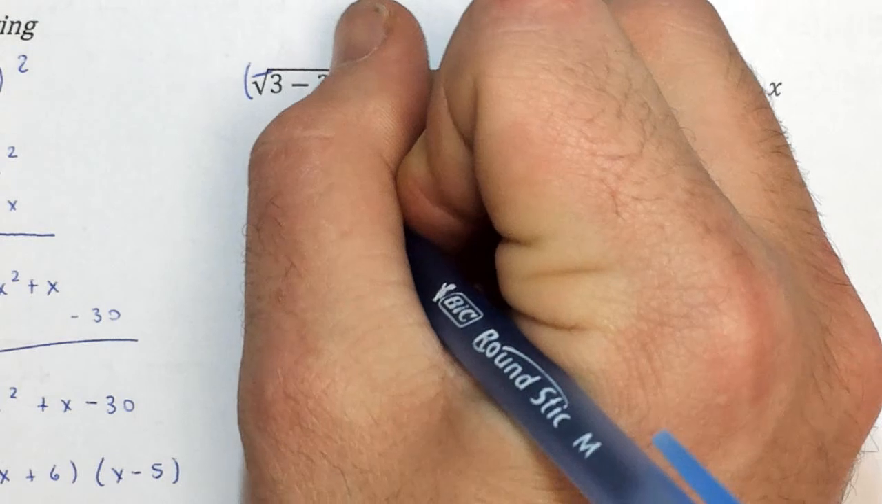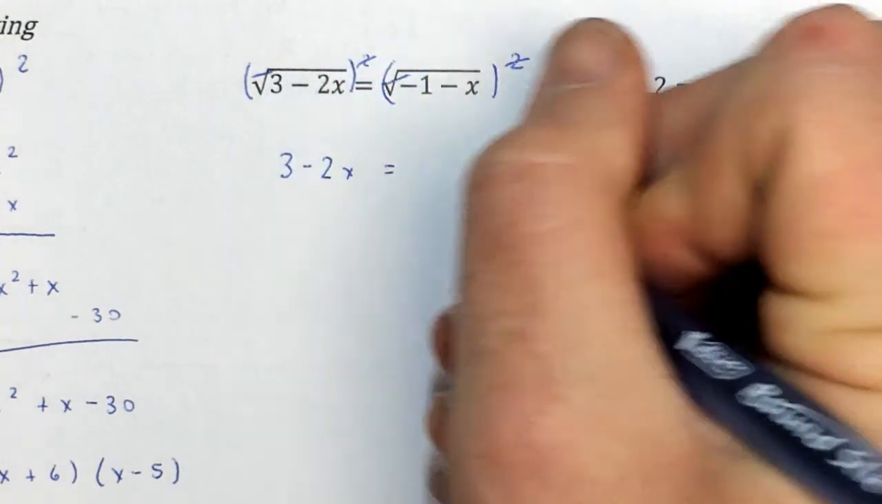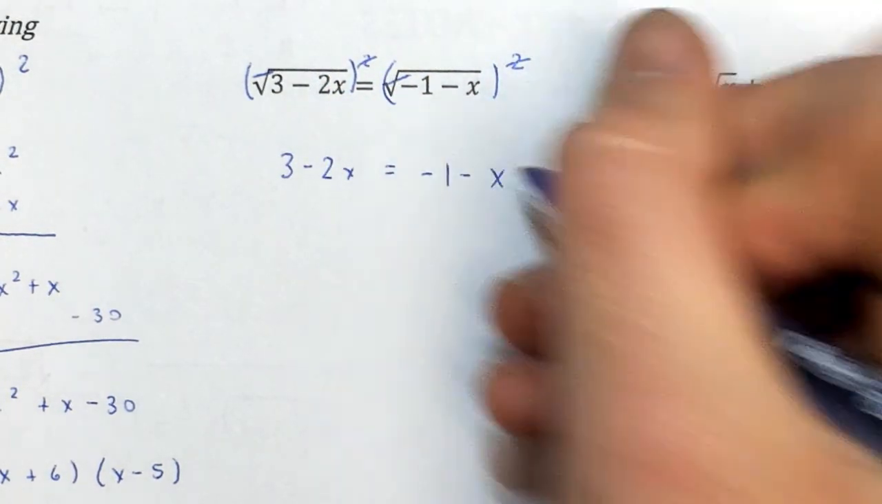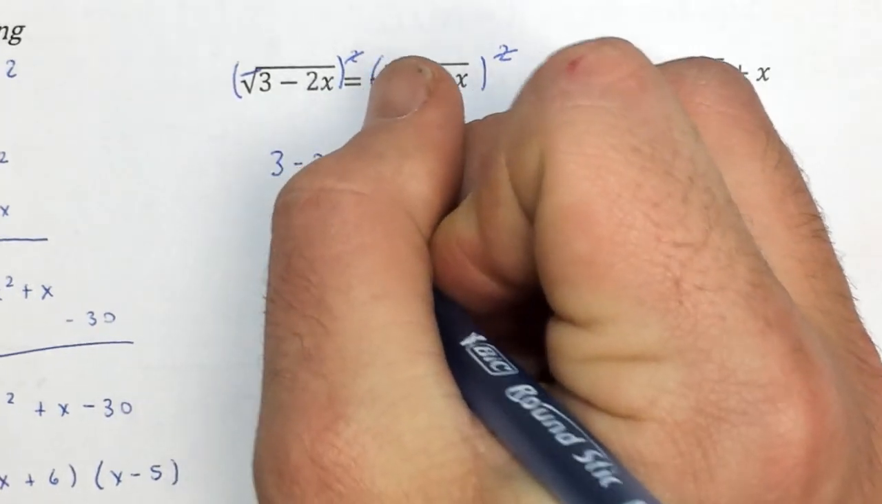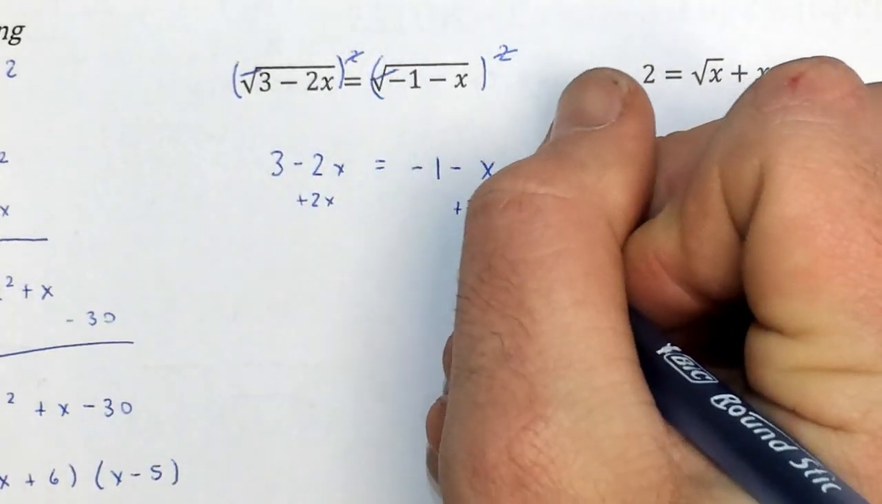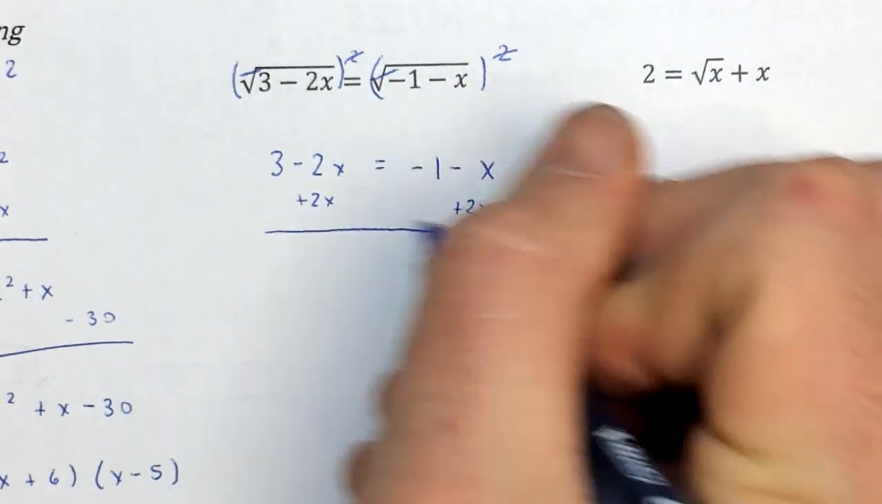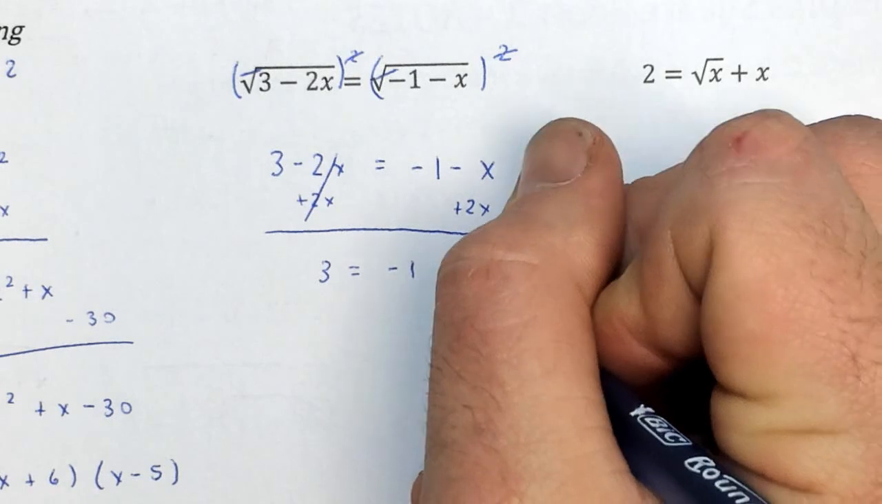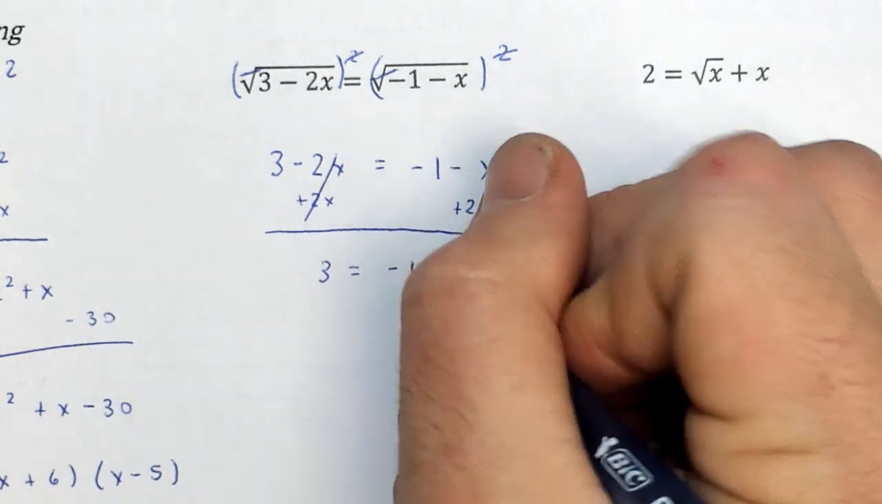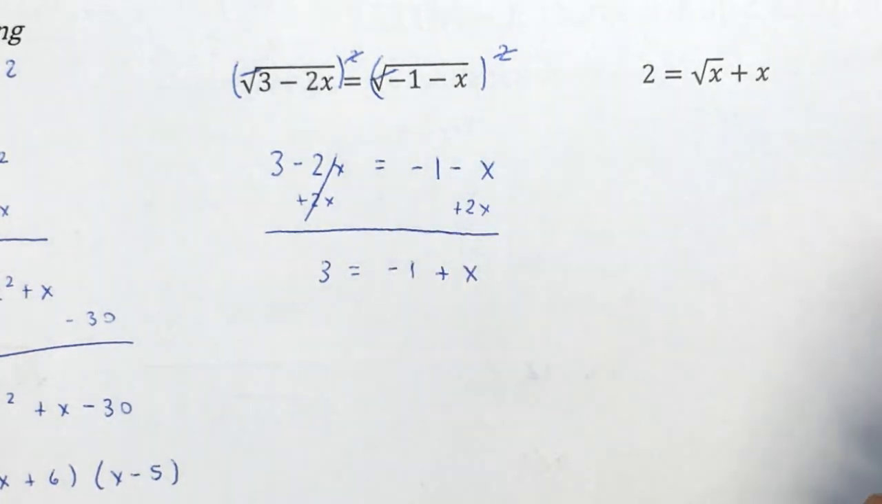I'm left with 3 minus 2x is equal to negative 1 minus x. And then from here, I need to move some stuff around. Let's move all my x's to one side, all my numbers to the other side. It really doesn't matter which side I move them to, as long as I'm consistent. I'm going to move my 2x over this side. So I get 3 is equal to negative 1. Negative x plus 2x will give me a positive 1x.